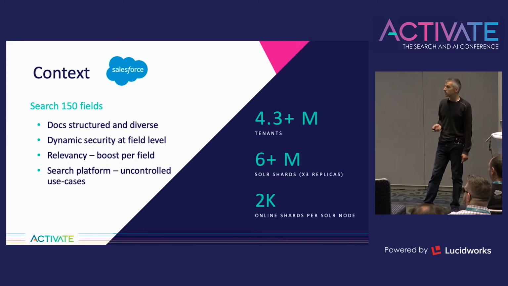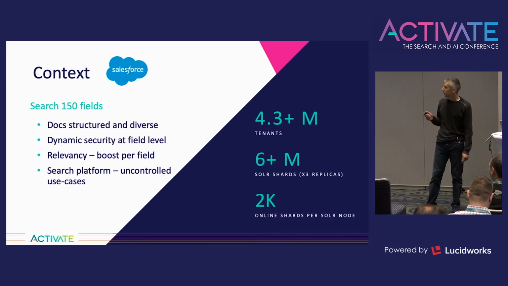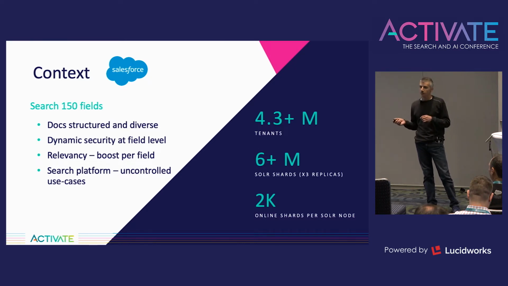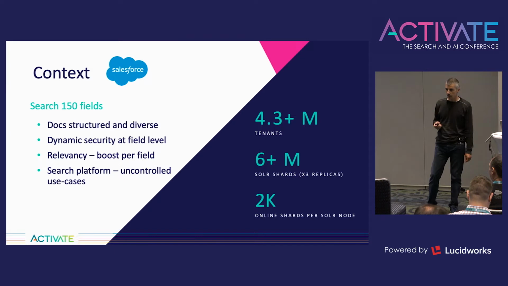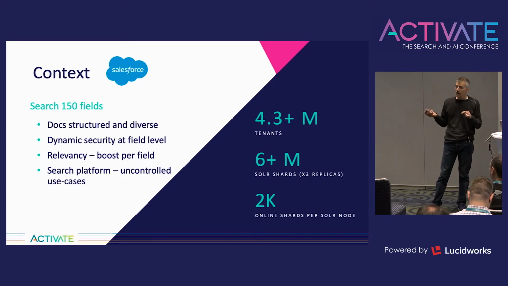Why so many fields? Salesforce CRM documents are highly structured and diverse. We have many regular and standard fields, and customers can add many custom fields also. We also support dynamic security rules at field level. That means a user may not be allowed to search on some fields. So when we send a query, the list of fields is long and we omit some fields because the user cannot search them.